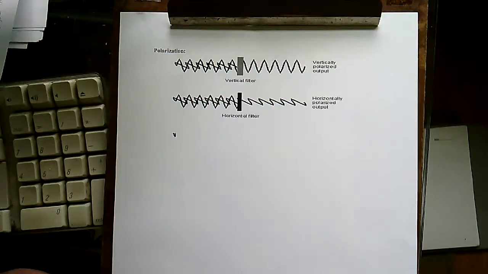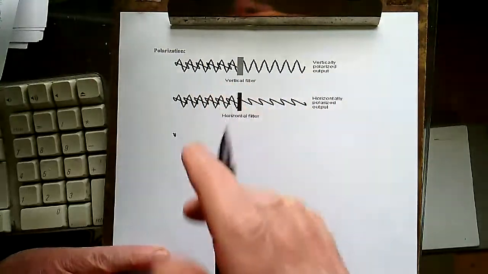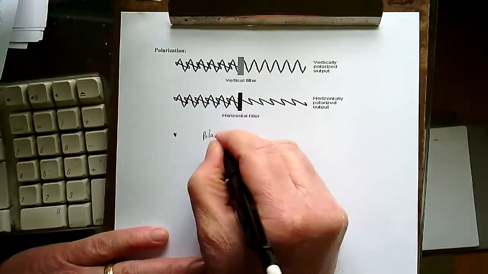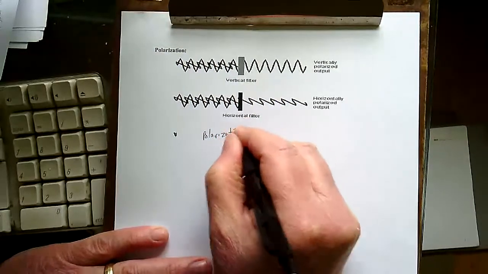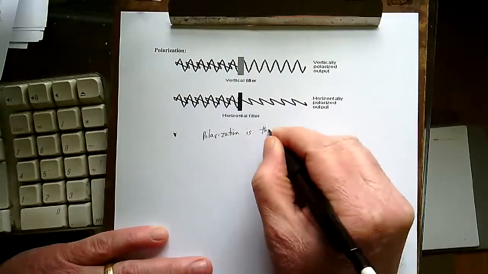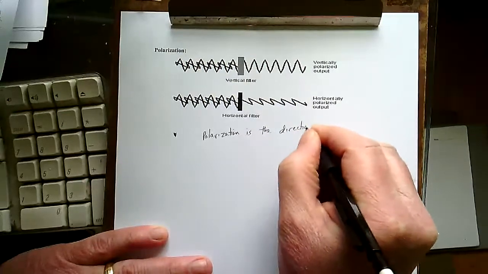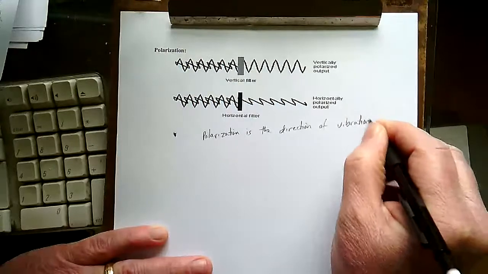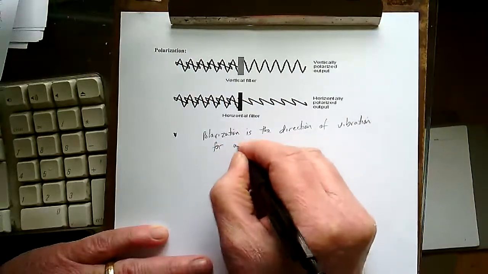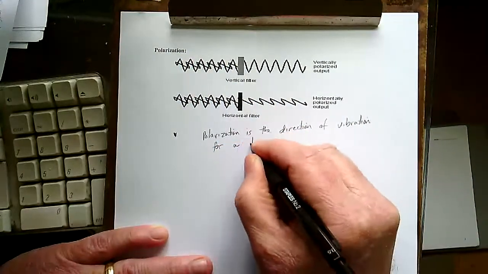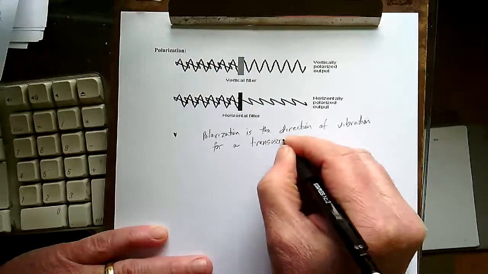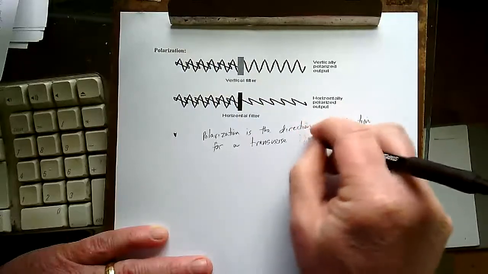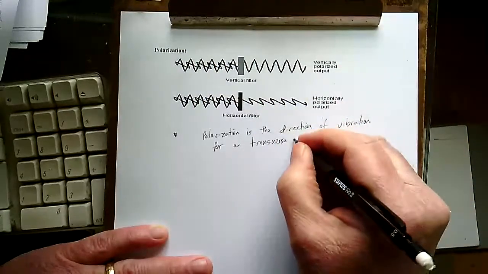And our last definition is going to be for polarization. And polarization is the direction of vibration for a transverse light wave, or transverse wave, which could be light, but any transverse wave can be polarized.